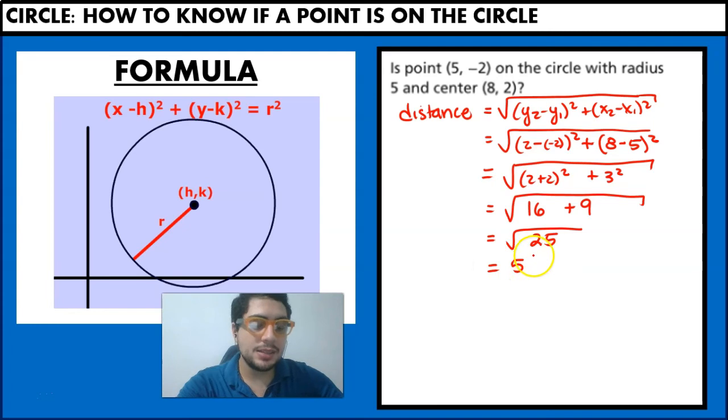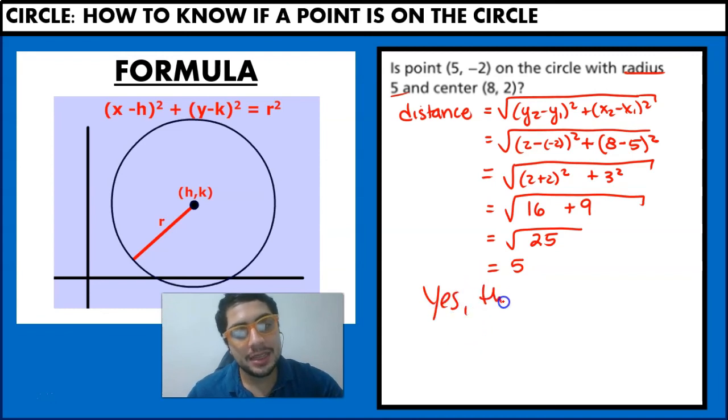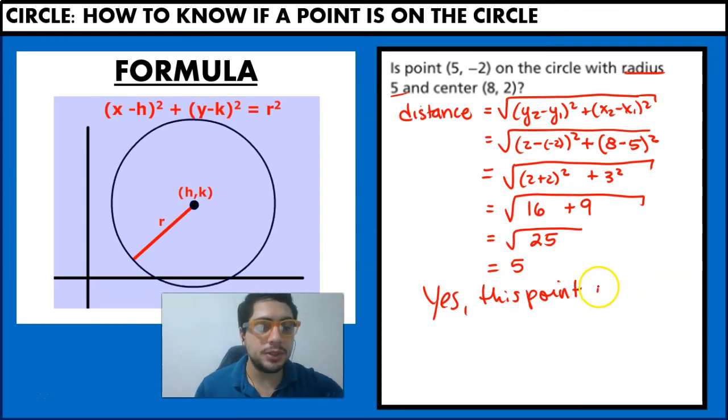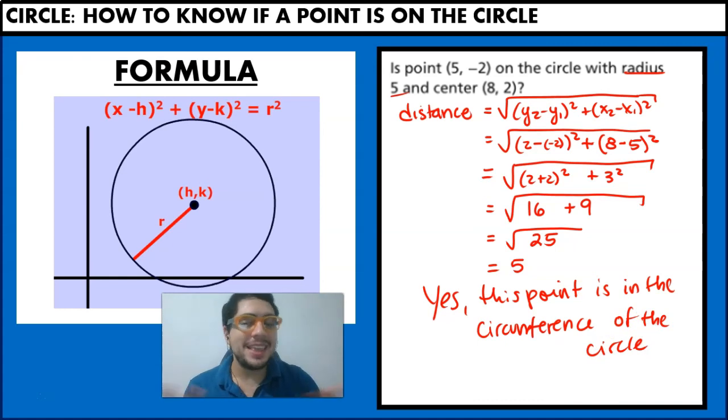Now, because the distance from that point to the center is going to be 5, and that is exactly the value of the radius, then that means that this point is indeed on the circle. Yes, this point is on the circumference of the circle. Okay guys, if we had obtained another value different from 5, then that point was not on the circumference of the circle. But this is not the case.